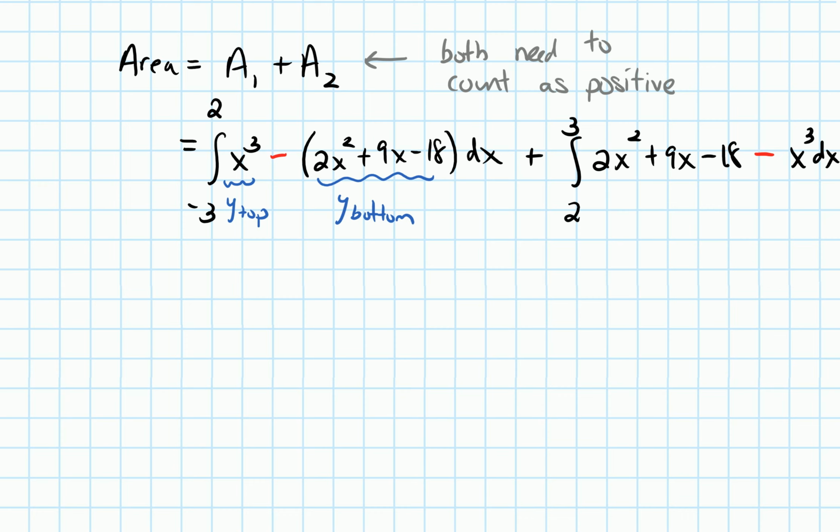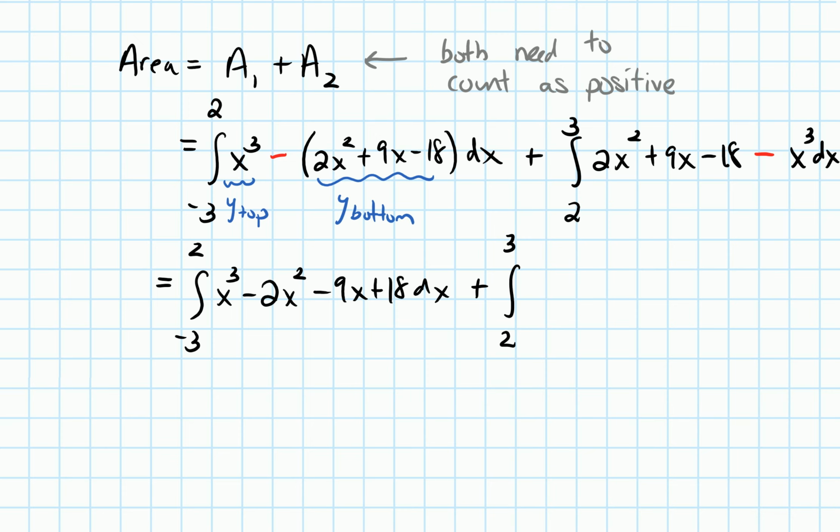From here, it's not bad at all. For this first integral, we'll get -3 to 2. We distribute that negative sign, and we'll get x cubed minus 2x squared minus 9x plus 18 dx. And the next integral, let's just keep it how it is for now, and then we'll do all the antiderivatives together. So 2 to 3, and then let me just move the x cubed term to the front: minus x cubed plus 2x squared plus 9x minus 18 dx.